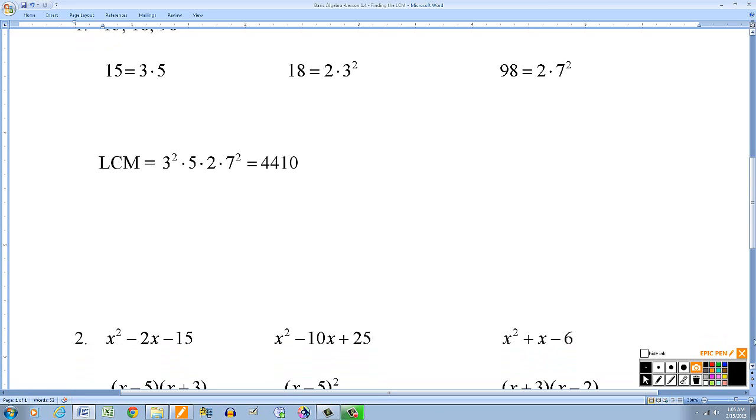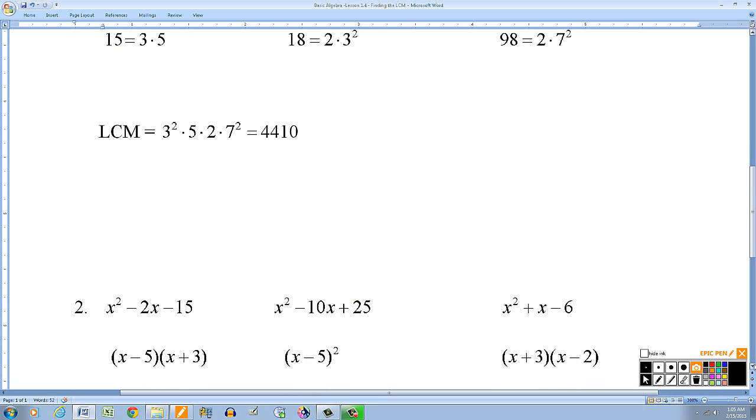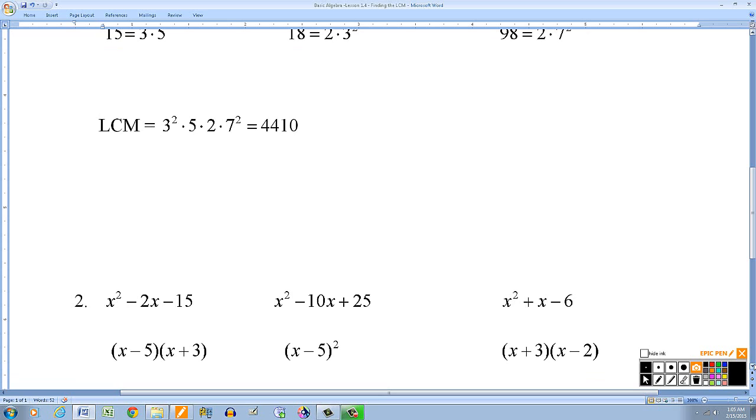So we had several lessons dealing with factorization. So in the first one, x squared minus 2x minus 15, using the techniques we covered before, that factors into x minus 5 and x plus 3. The next trinomial is x squared minus 10x plus 25. If you factor that out, again using the method of trinomials, you get x minus 5 times x minus 5, and you can write that as x minus 5 squared. x squared plus x minus 6 is also a trinomial. It factors into x plus 3 and x minus 2.